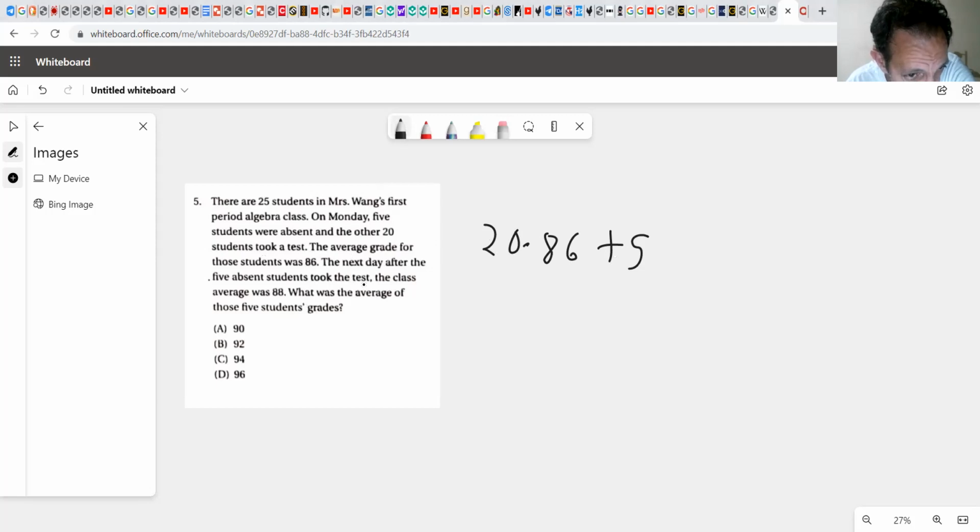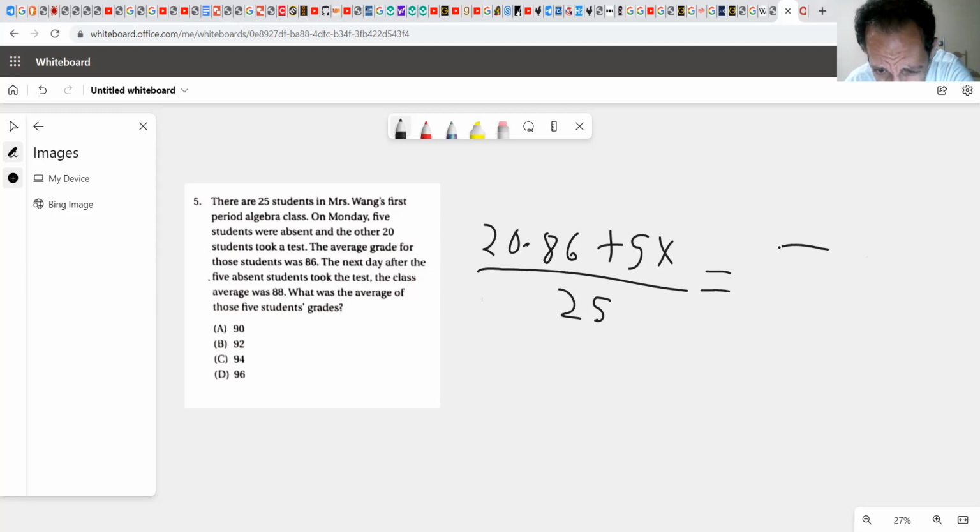It says what was the average of those 5 students, but we don't know, so I'll just say that that's unknown. I'll say that that's x. So it's like you're taking 20 times the average grade for those 20 students, 86, plus 5 times the average that those students got, and you divide that by the total number of students in the class, 25. That's going to give you the complete class average, which was 88.